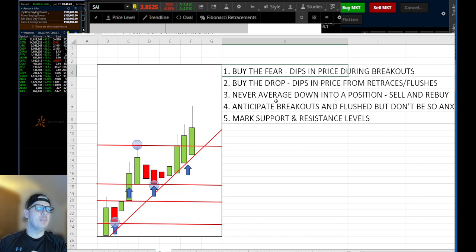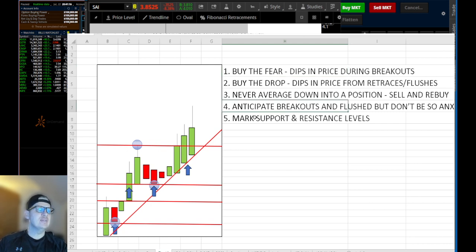We're also going to buy the drop, okay? Dips in price from retraces or flushes. Again, that's this area down here, right? We're buying these dips in price for the bounce back up as well, okay? We're never going to average down into a position. If the position doesn't work and the price doesn't start going the way we want it to right away, we're just cutting our loss and understanding that's part of the process, and we're moving on, right? We're waiting for the next setup or the next opportunity, okay?